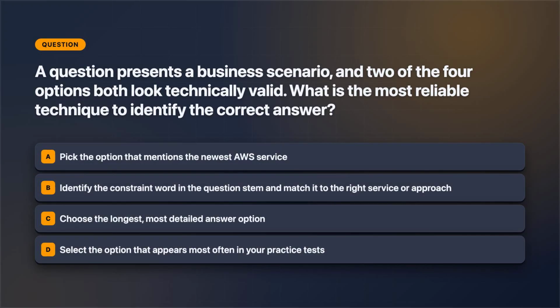Question 5, the last one. A question presents a business scenario, and 2 of the 4 options both look technically valid. What's the most reliable technique to identify the correct answer? Option A, pick the option that mentions the newest Amazon Web Services service. Option B, identify the constraint word in the question stem and match it to the right service or approach. Option C, choose the longest, most detailed answer. Or option D, select the option that appears most often in your practice tests. Got your pick? Let's see.